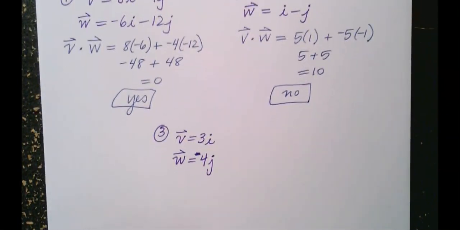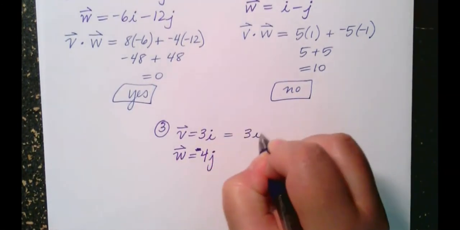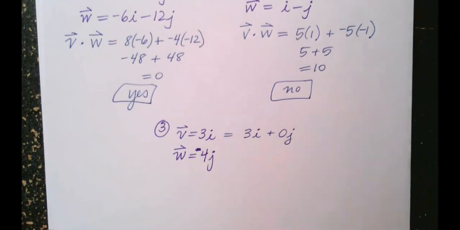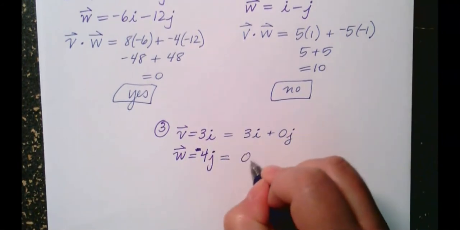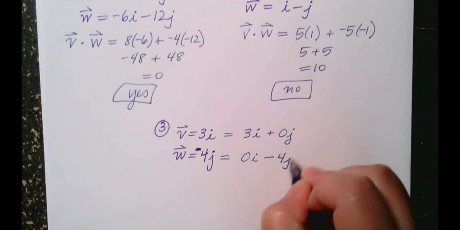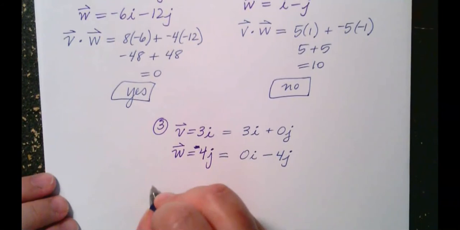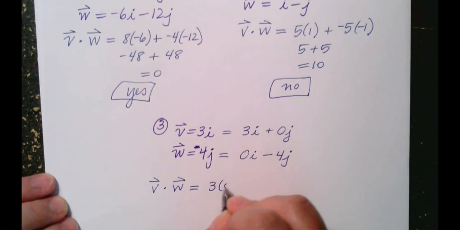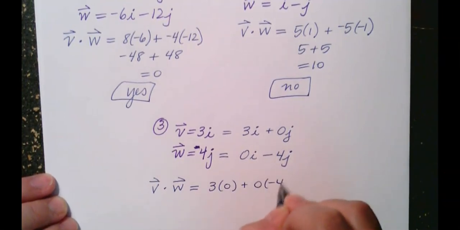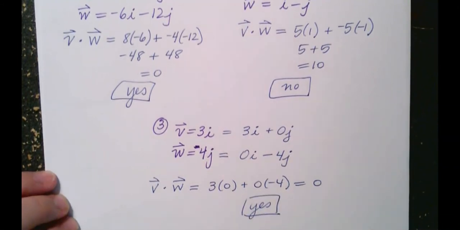Finally, here's one where we just have one letter. Remember that if I have 3i, that means 3i plus 0j's. And if I have negative 4j, that means I have 0 i's and I have negative 4j's. So if I want to know if V and W are orthogonal, I'm going to find their dot product, and that's 3 times 0 plus 0 times negative 4. 0 plus 0 is 0, so yes, those two vectors are orthogonal.